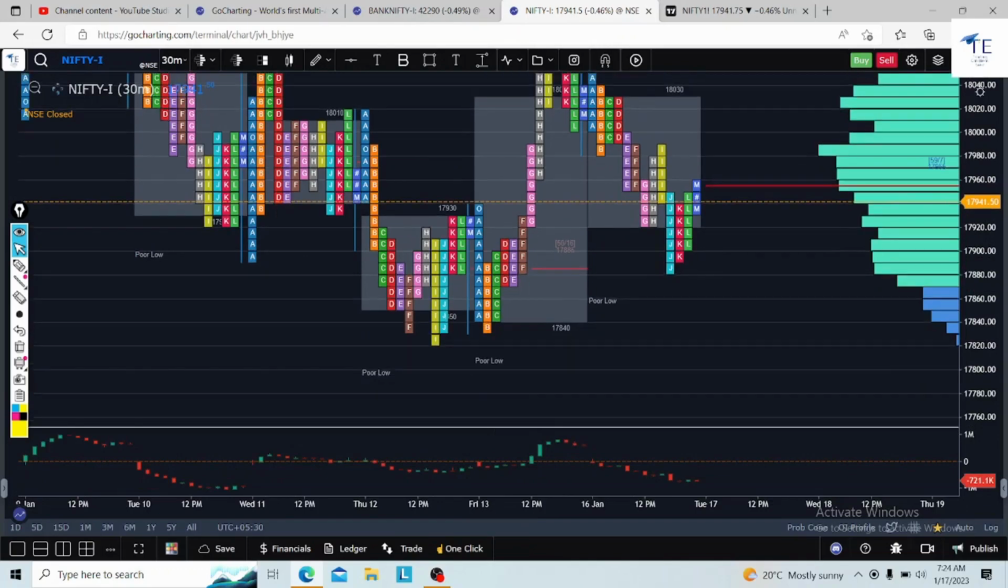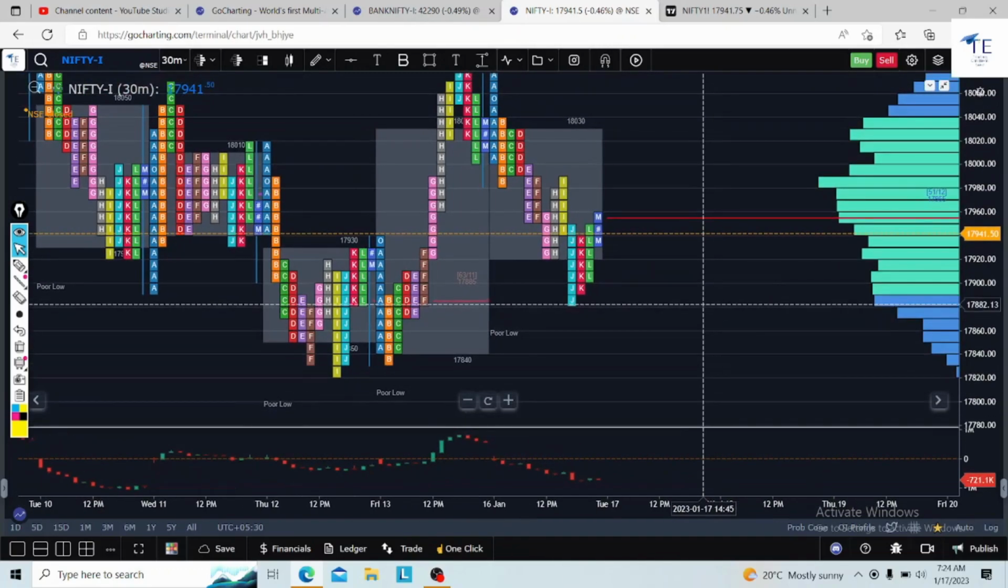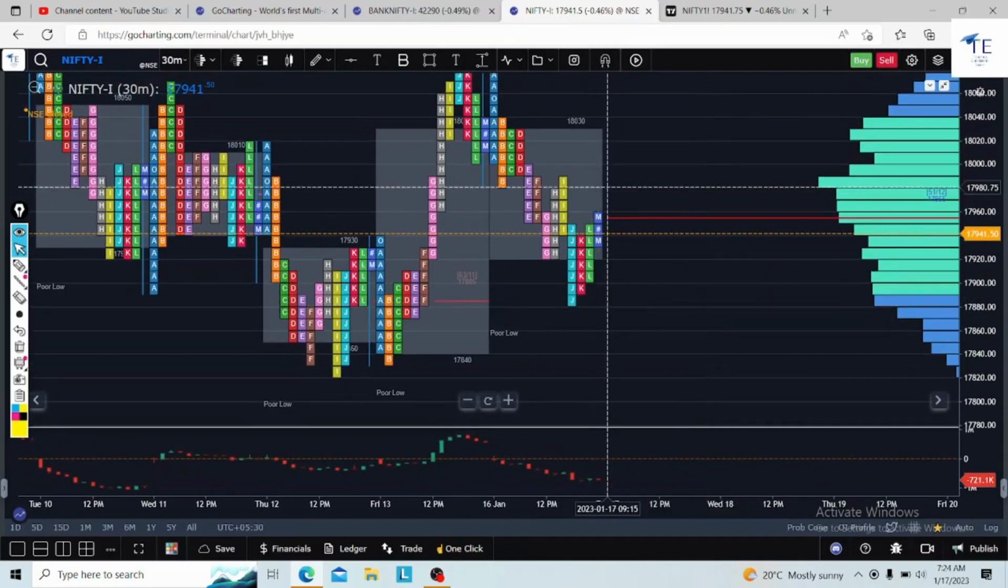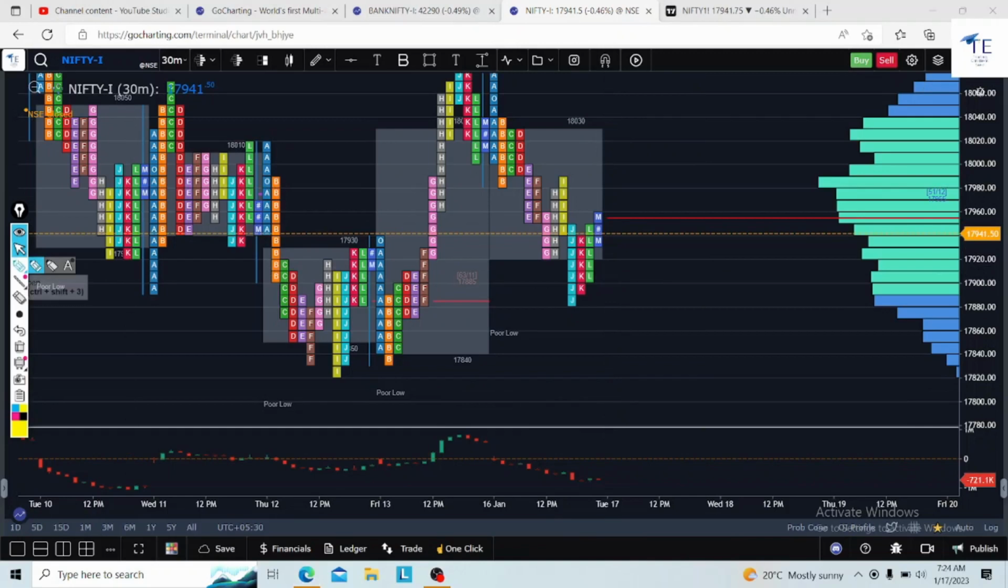So a flat opening is my scenario for rejection or acceptance at 17,980. Any opening above 17,980, any gap up, if the market starts moving up directly, I will go for a CE. 18,100 is my direct target. This is the gap up scenario.